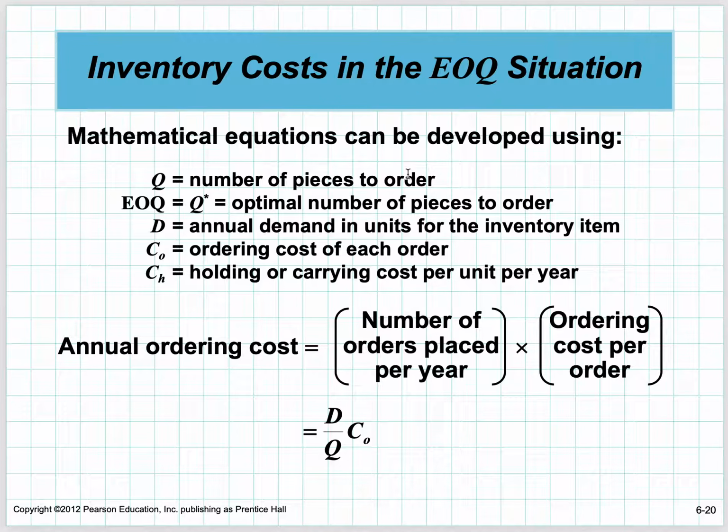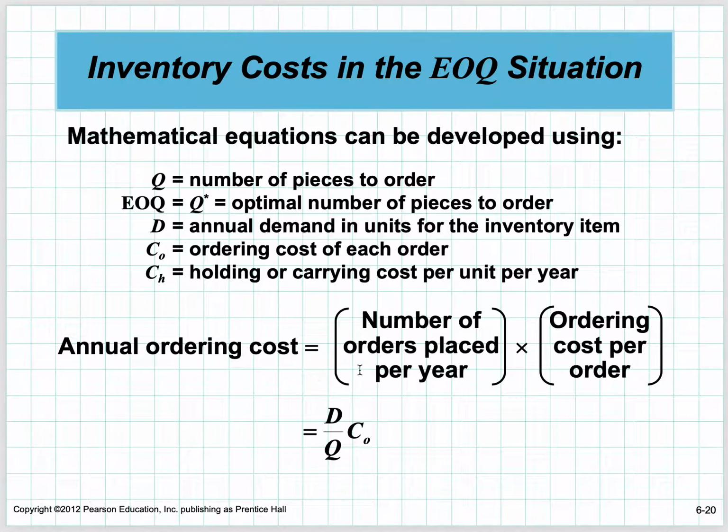Q, number of pieces to order. That's the only variable in the model. EOQ is Q star, which is the optimal number of pieces to order. D is the annual demand in units, which we know already, surprisingly, and it's fixed. CO is the ordering cost. CH is the holding cost.